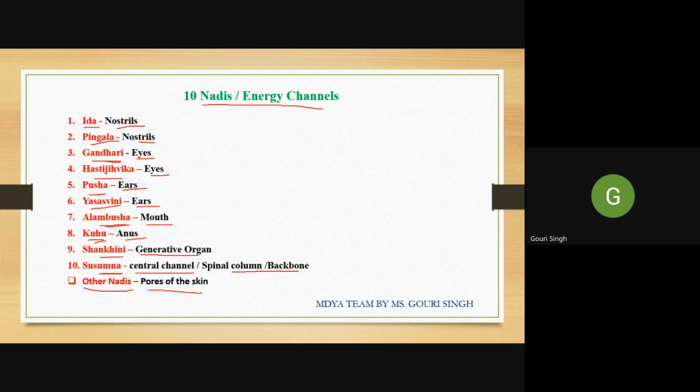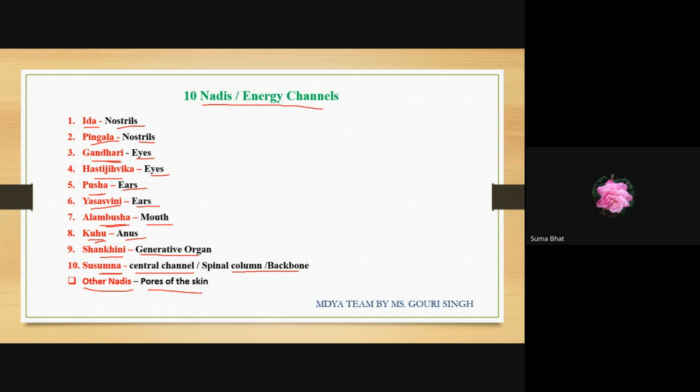So after discussing the 10 nadis, who can read out these names? I will read. Okay, Sumaji, you read out first.